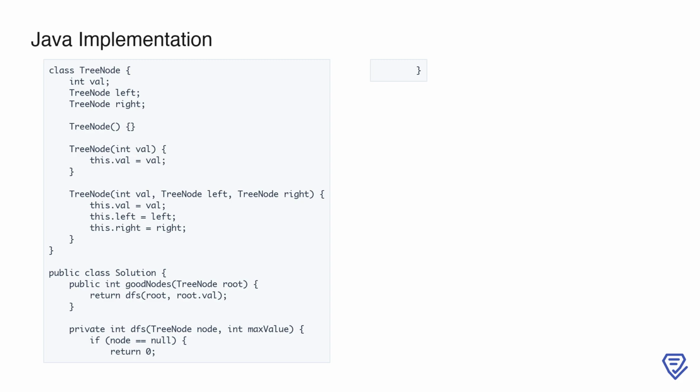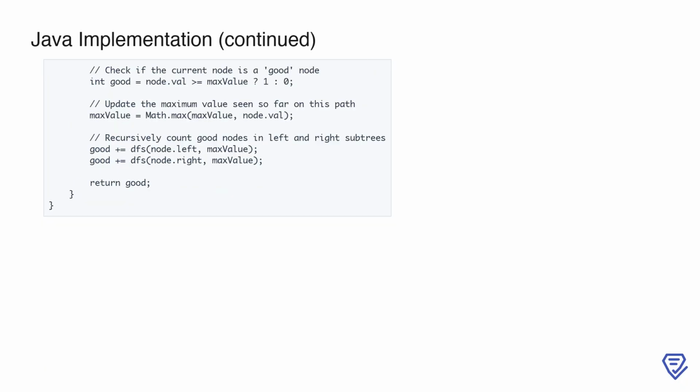Below that, in the Solution class, we define the goodNodes method, which takes the root of the binary tree as input. This method acts as our entry point for solving the problem. It calls a helper method, DFS, starting from the root node and passing the root's value as the initial maximum value encountered on the path. This is because the root is always considered its own path starting point, so its value is the largest we've seen so far. The DFS method is where the main logic resides.